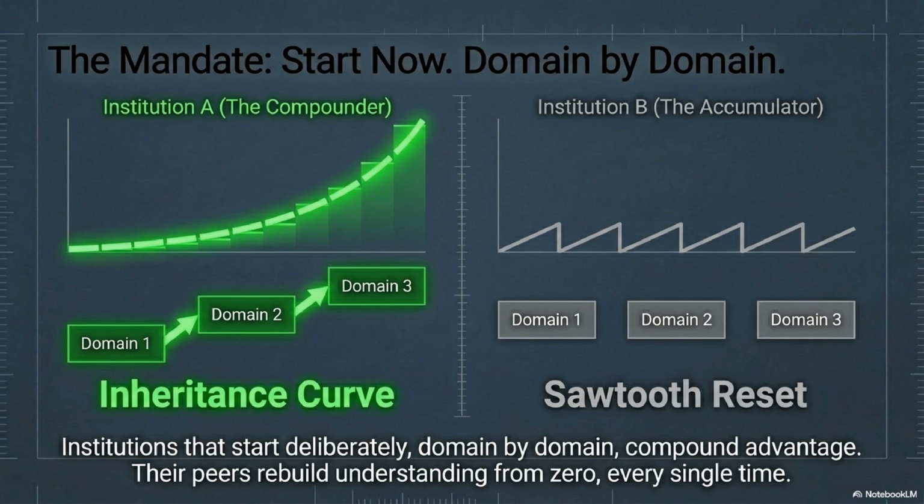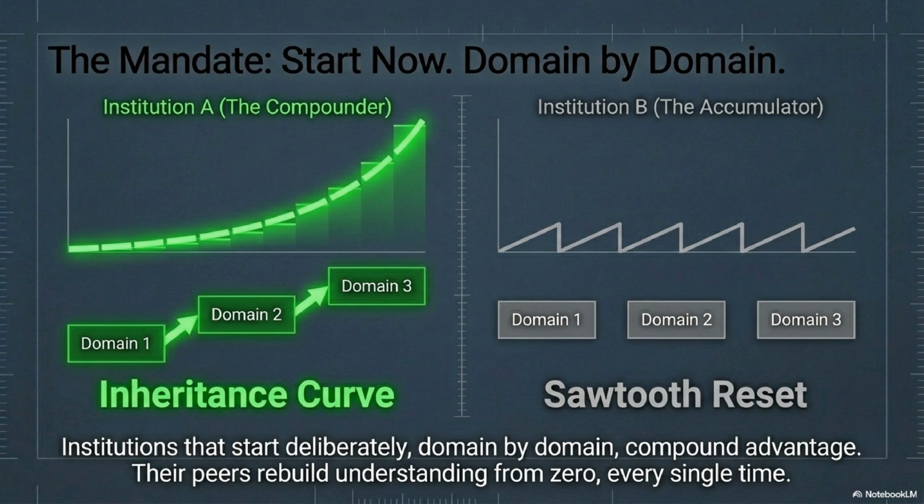Which brings us to the mandate. Start now. Not all at once, not for everyone, not with a platform purchase. We busted that in episode 13. Start deliberately, domain by domain. Pick a bounded, high-value domain. Resolve its loudest definitional conflicts. Encode its procedures. Operate the loops. Then let the next domain inherit what the first one built.